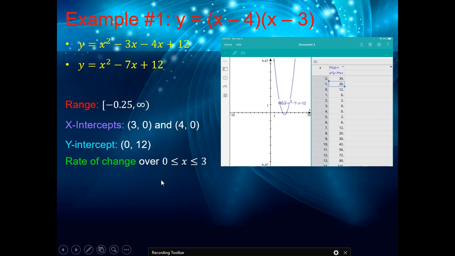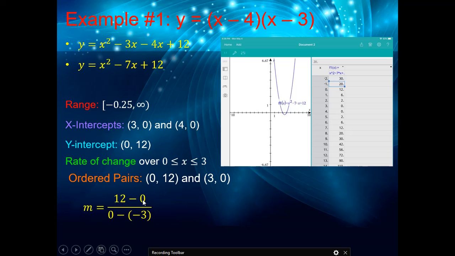The average rate of change is over the interval of 0 to 3. If I look at the table, my ordered pairs are 0, 12 and 3, 0. So I'm going to go ahead and sub in change in y, 12 minus 0, over change in x, 0 minus, that should be a positive 3 right there. So this will be 12 over negative 3, and my average rate of change then is negative 4.